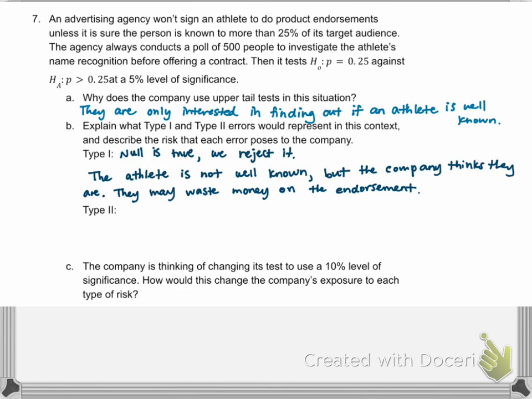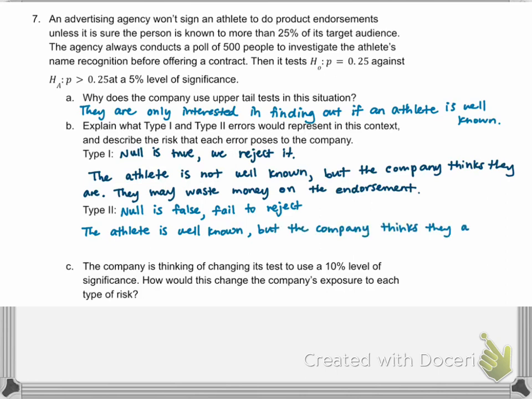Okay, what that means is your type 2 sad sack error is the opposite. Your null is false, meaning that exciting things are happening around you, but you fail to notice it. You fail to reject that null hypothesis. And so this is where if your null is false, you do have a popular athlete, but you're failing to see that athlete is popular. So they're well known, but the company doesn't think they are. And the risk here is that they're missing out on a well-known sponsor that they could have for their product. So those are kind of the two different risks and then the consequence of each one of those risks.